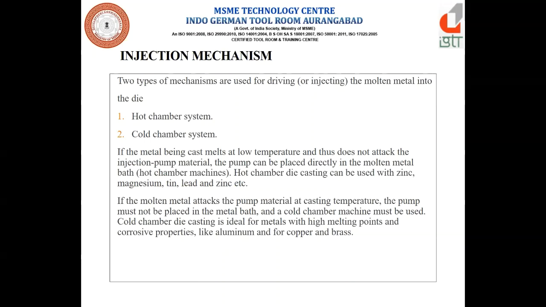For hot chamber die casting, we can use zinc, magnesium, tin, and lead. These metals have a low melting point, so we can use them in a hot chamber die casting machine. In the cold chamber machine, we can use high melting temperature materials like aluminum, copper, and brass.